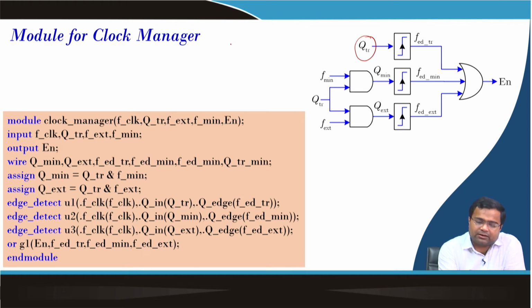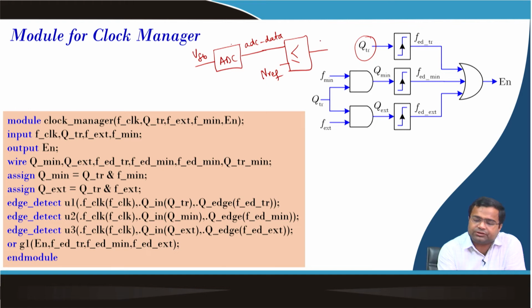What is QTR? We have discussed that we have ADC, this is your feedback voltage and this is your ADC data. This is compared with our N ref, and if it is less than or equal, it goes high. So this is your QTR, and this QTR is coming from here, and this signal is used here also multiple times.